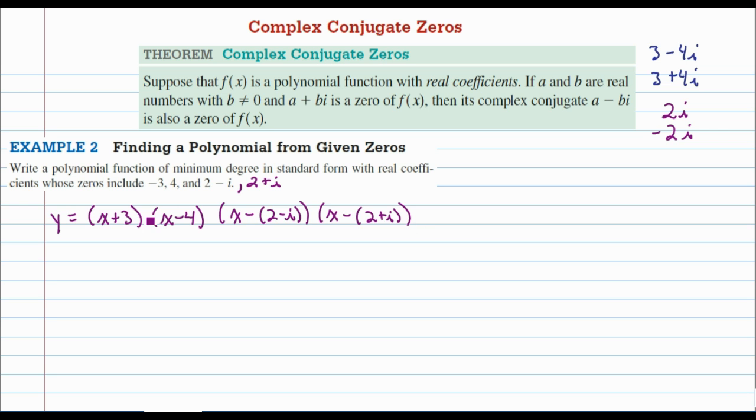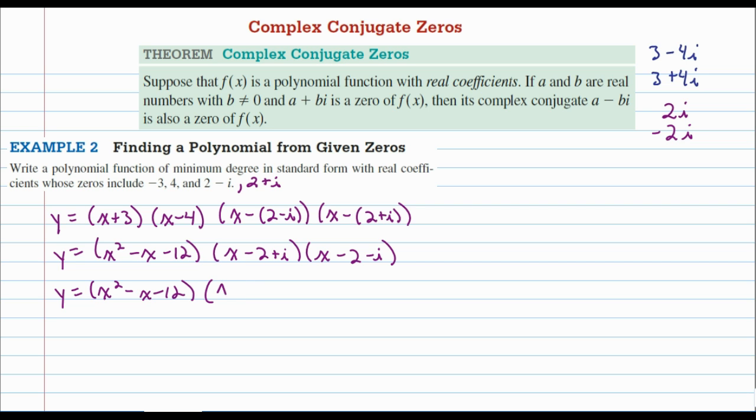So multiplying these first two terms together is pretty easy. That would be x squared minus x minus 12. Now these guys, I'm going to first distribute the negatives, so this is a little easier to work with. x minus 2 plus i, and then x minus 2 minus i. Now, remember the trick still holds true: multiply the i pieces together first.